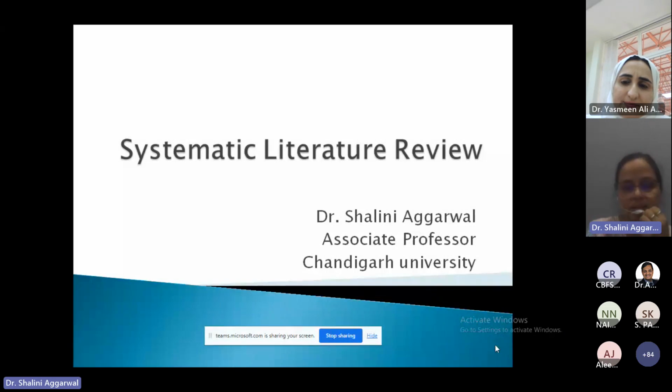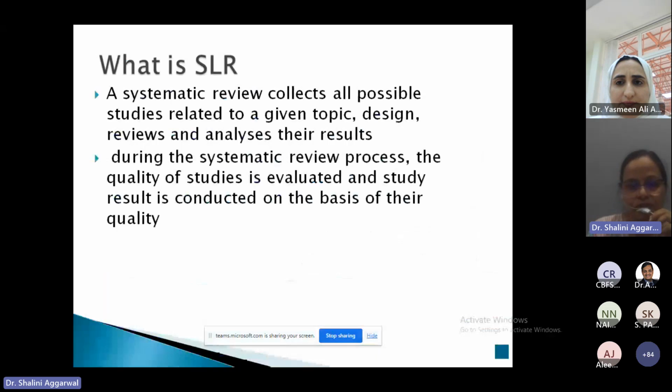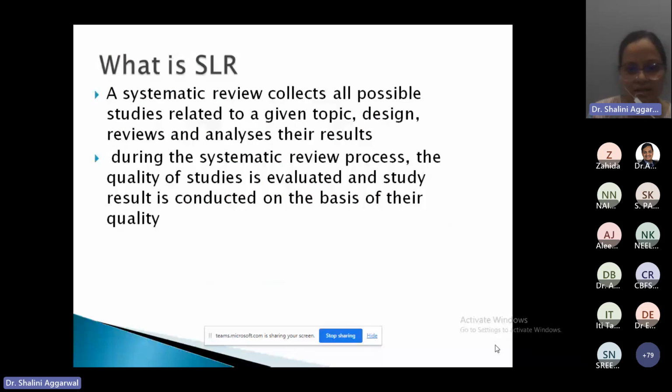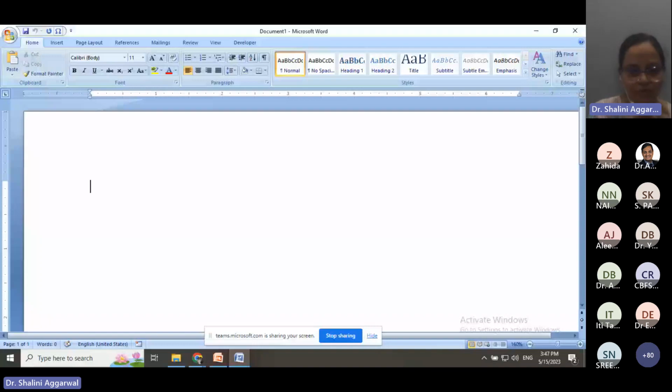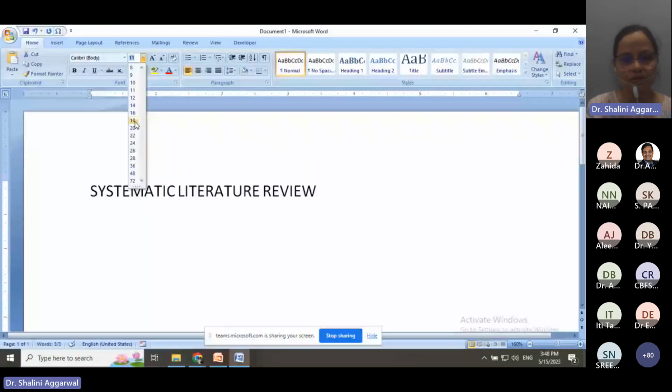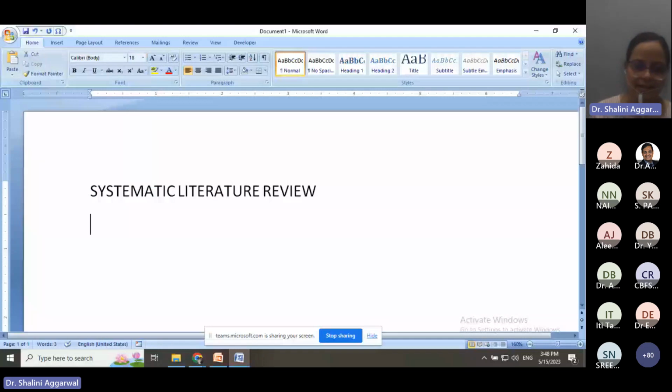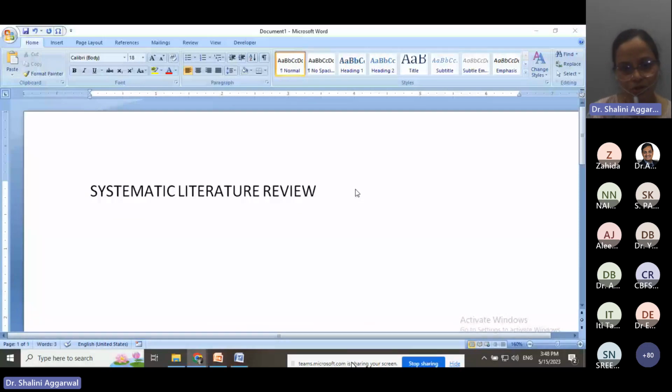So today's topic is systematic literature review using the ADO model. So let's understand first what is systematic literature review. Actually, sir, I'll be needing to write on the Word file, so I'll be writing more on the Word file, right? So let's start. Let me increase the font size as well. It will be not so much theoretical, but more of the practical aspects that I'll be talking about today.